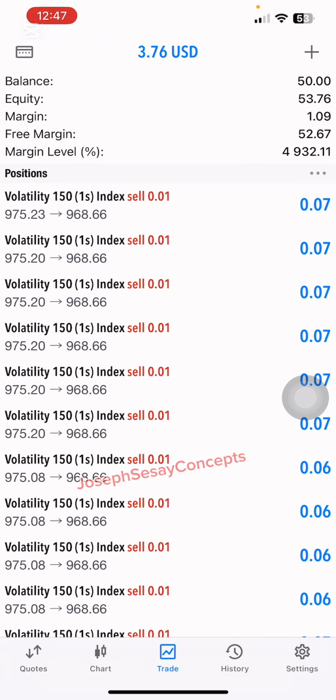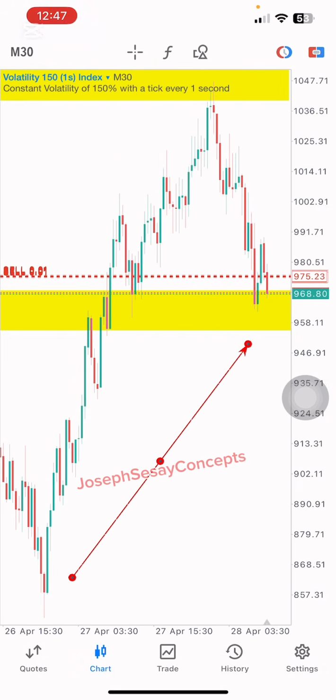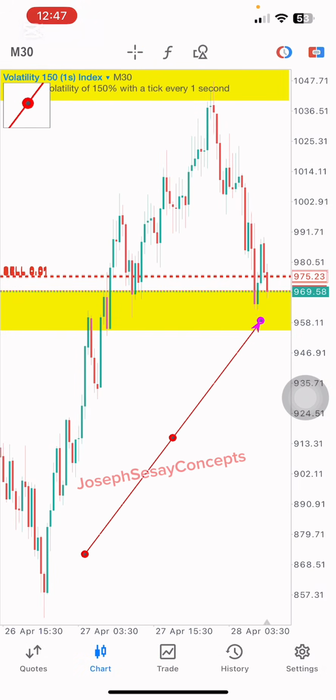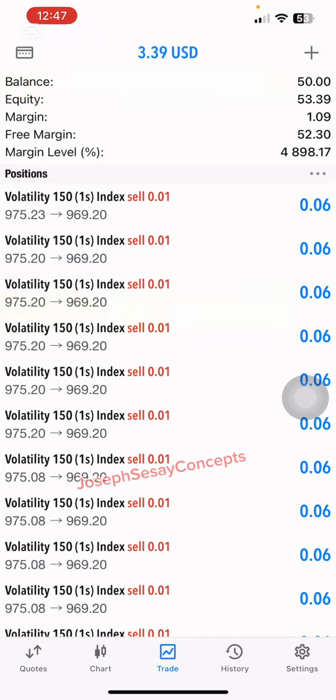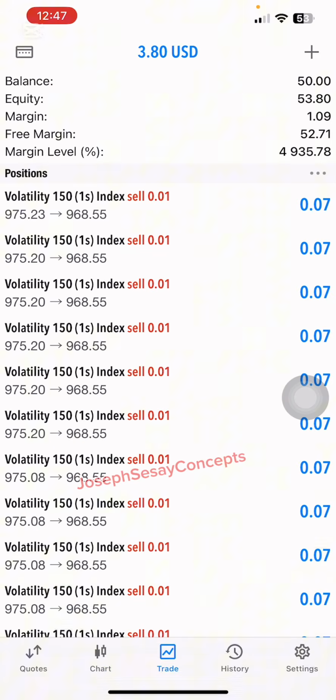Now, to be able to achieve this $10, you need to select the right pairs. You need to know the pairs. If you select pairs that are very volatile, like V50 1S, you are going to blow up your account with just a little bit of pullback. So you need to also master this. So let's see how this is going to go, fam.